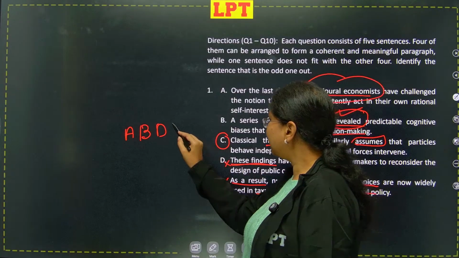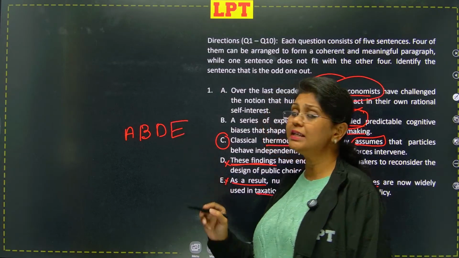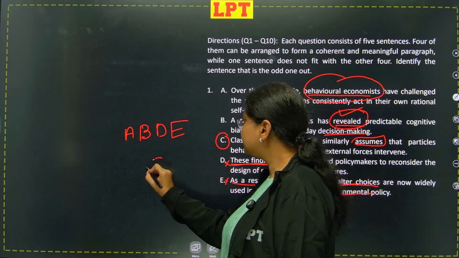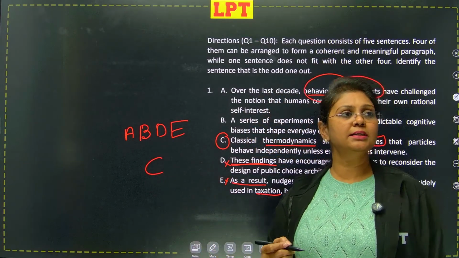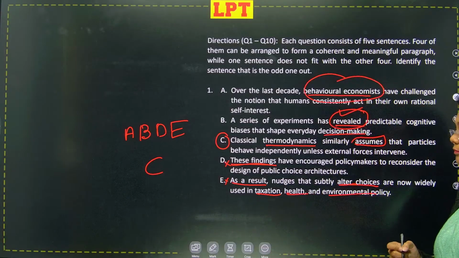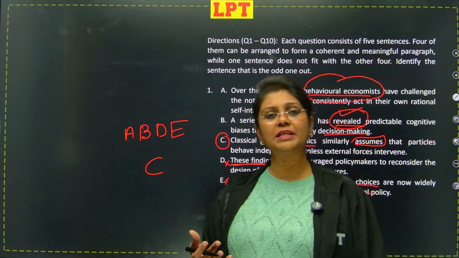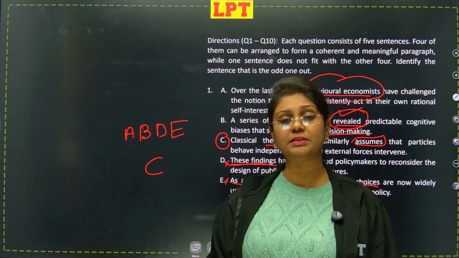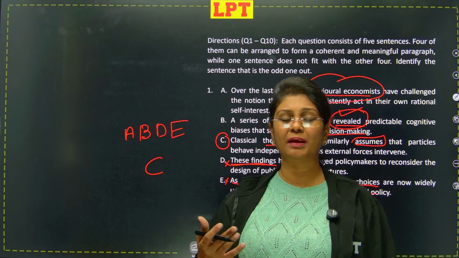So A, B is the sequence that we were looking at, and the odd one out is sentence number C, that answers our question. Okay, so that's how you pretty much go about answering questions. Now, guys, as I told you earlier as well, whichever method you want to use, whichever gives you a greater accuracy, that is what you should be preferring.